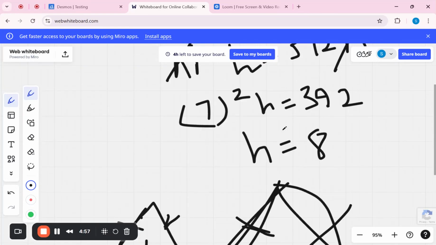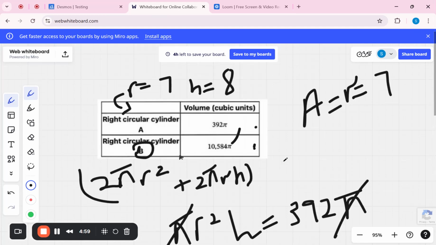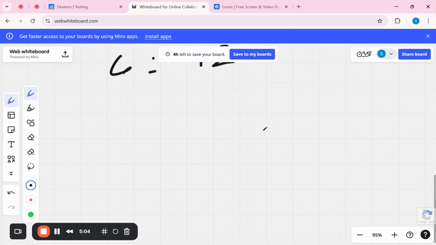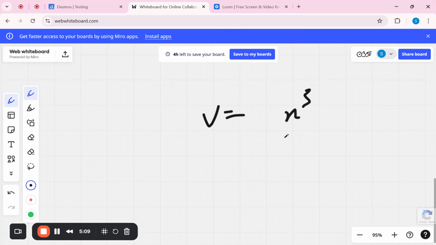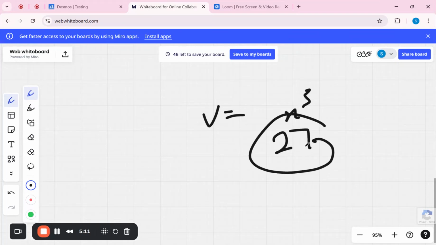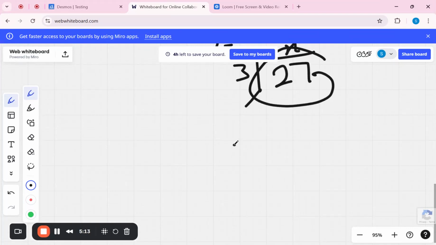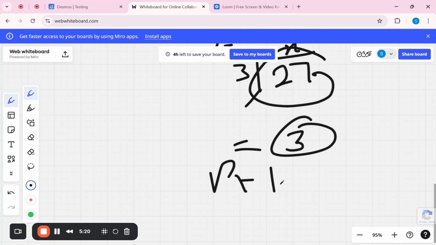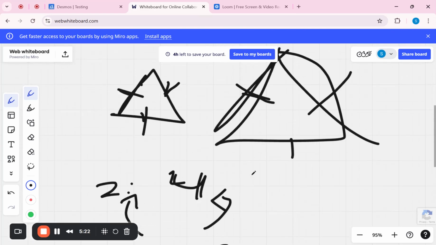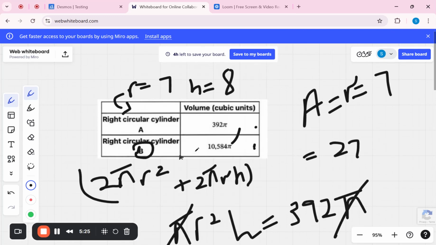So what we did was we divided this by this and we got the answer 27. And remember this technique that volume scales by the power of cube. So if we know that it is 27 times greater, then we take the cube root. Hence, it is only 3 times greater. Then we multiplied the radius and height by 3 and we found the radius and height of cylinder B. But the question is still not over.